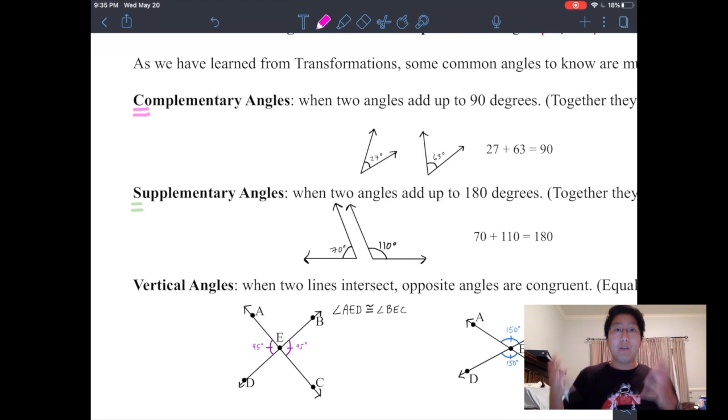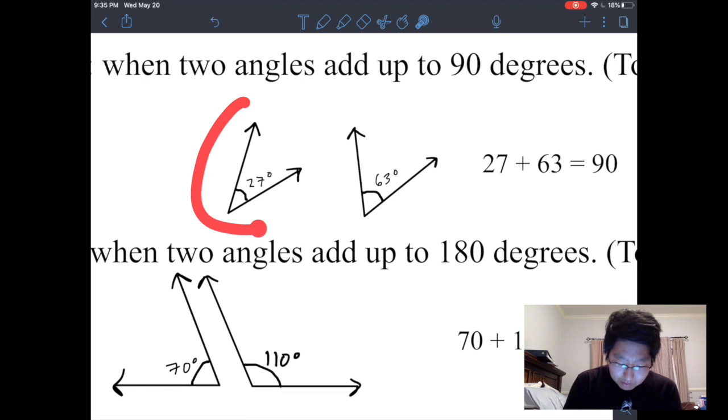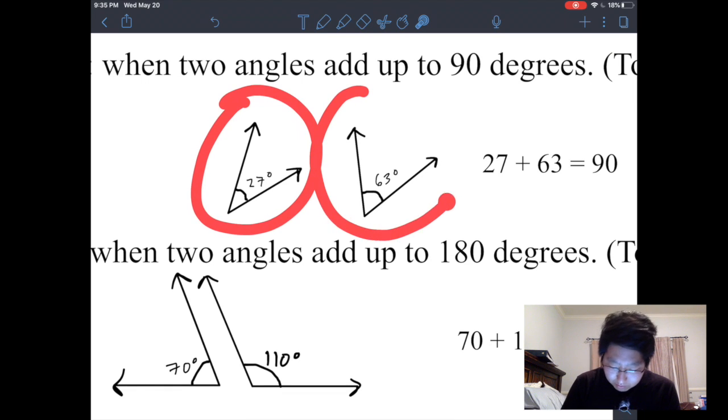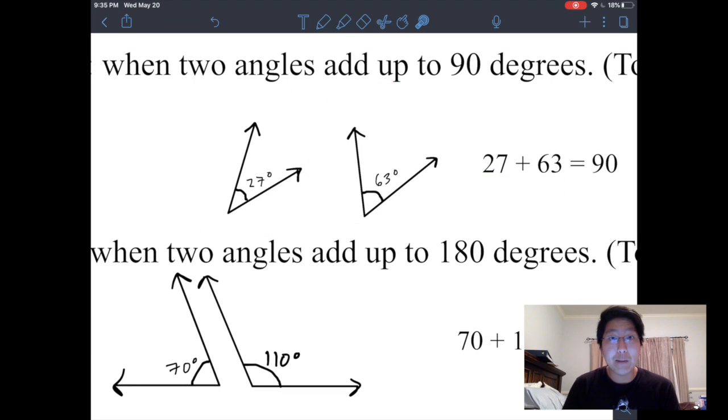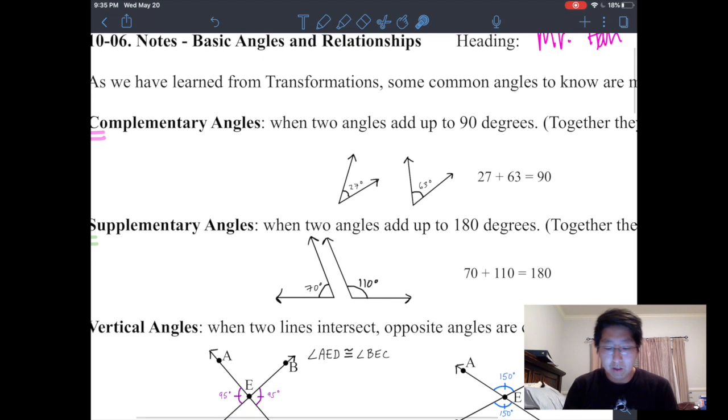Complementary angles is when we have two angles and we add them together. So we're going to have angle 1, angle 2, and when we add them together, they have a total of 90. Take a look right here. We have this first angle, 27, and the second angle, 63. If we add 27 and 63, they add up to 90. So what we can say is that the relationship between these two angles is that they are complementary angles. That's the first thing we are talking about.